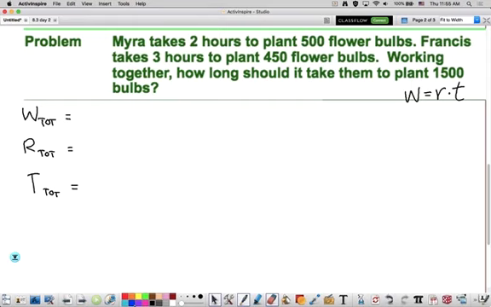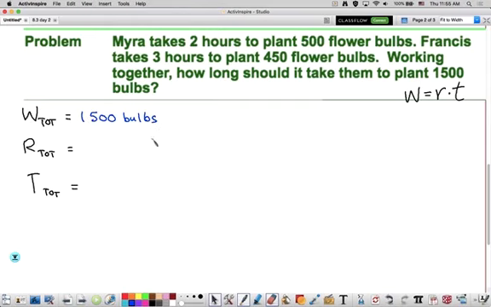Wait, you combine 500. Would you not combine the rates? Working together. So to make this problem easier, let's go through it. What's the total work that these people have to do? 1,500 bulbs, right? 1,500 bulbs.